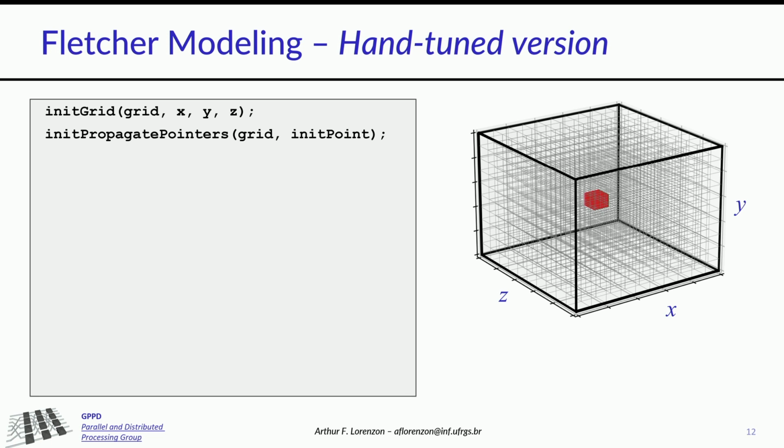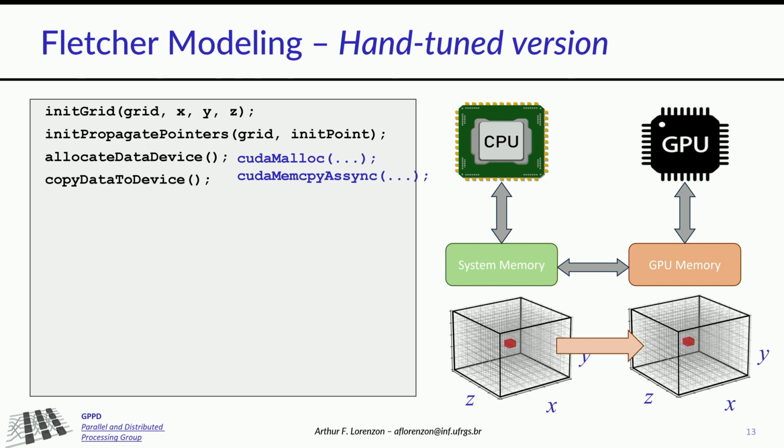So it starts by initializing the grid, with the parameters X, Y, and Z that we have here. Then it initializes the propagated pointers, here represented by the red point. Then in the hand-tuned version, we allocate the data using the cudaMalloc function. Then after each cudaMalloc operation, we copy the data to the device by using the cudaMemcpyAsync operation. So as soon as we finish the cudaMalloc, for each operation, we do the cudaMemcpyAsync.